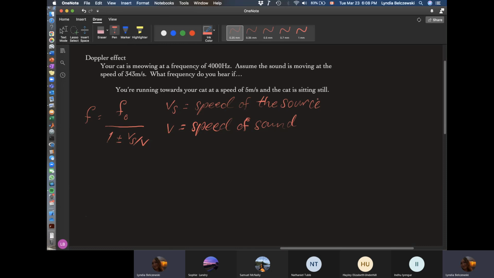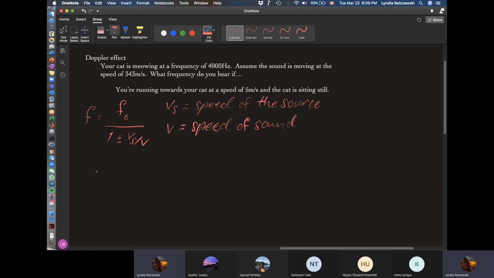And pretty much all we have to figure out is this Vs, should it be positive or negative? And I guess it gives us the speed that you're running towards your cat at 5 meters per second. So it's basically figuring out what the sign of this should be. And then just plug in the information and find the frequency.